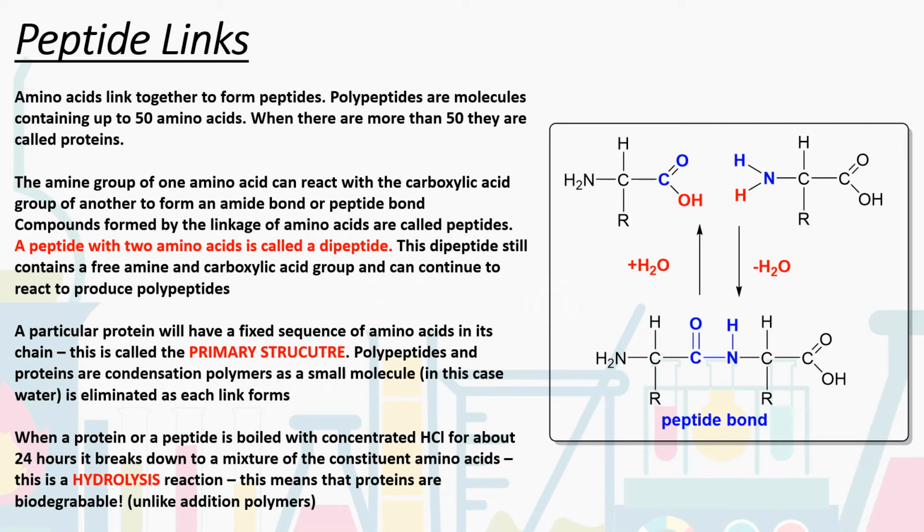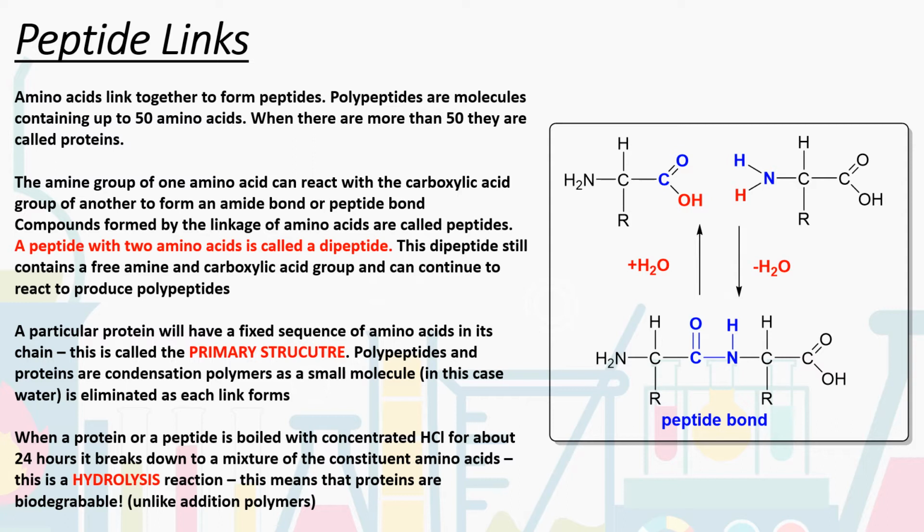So, as we said, amino acids eventually end up forming proteins. The first step in that is that amino acids will link together to form peptides. Now, polypeptides are molecules that contain up to 50 amino acids. When there are more than 50, they are called proteins. So really, there's no real distinction between a peptide and a protein, just that a peptide is generally smaller. But the chemistry of them is the same.